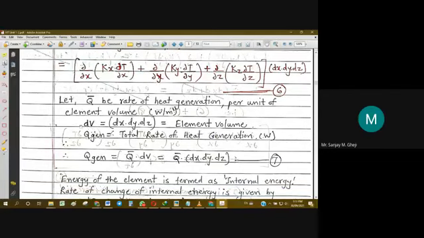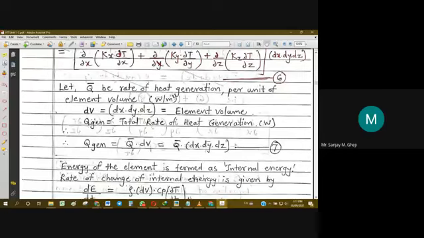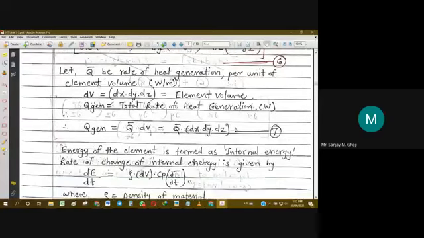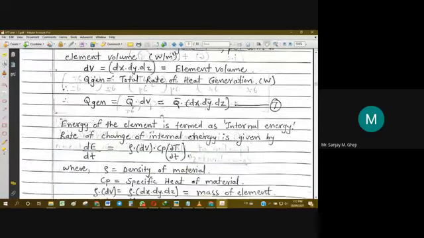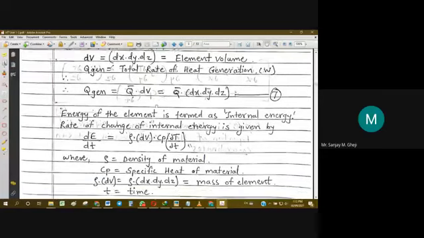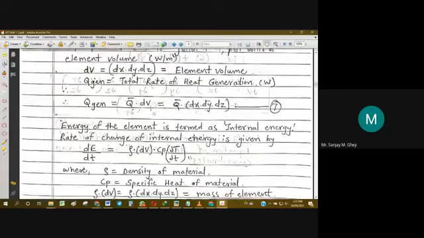So dV, as I said, the differential volume, is dx into dy into dz. Then the total rate of heat generation Q gen will be given by the product of this volumetric rate into the total volume of the element. So Q bar into dV gives the total heat transfer rate in watt. Q generation is equal to Q bar into dV, equal to Q bar into dx dy dz. Again, Q bar will be treated as a constant because heat is being generated uniformly at a constant rate. This is equation number 7.